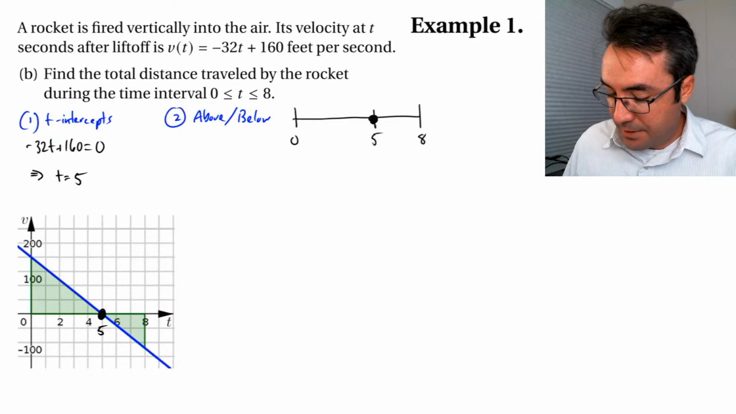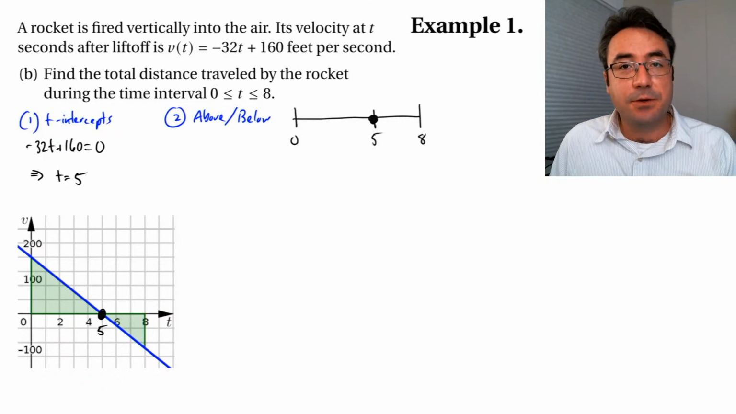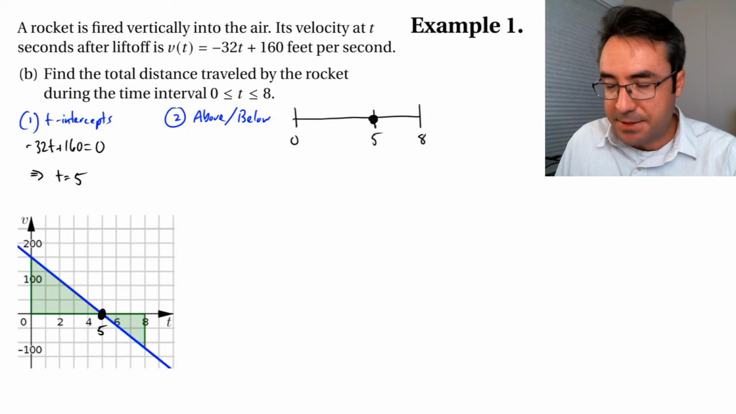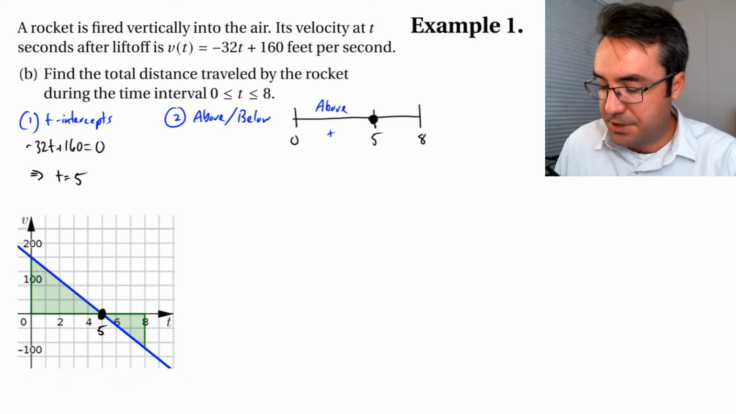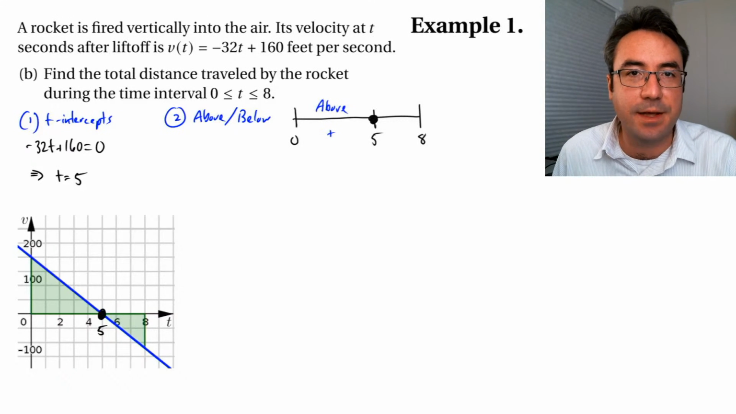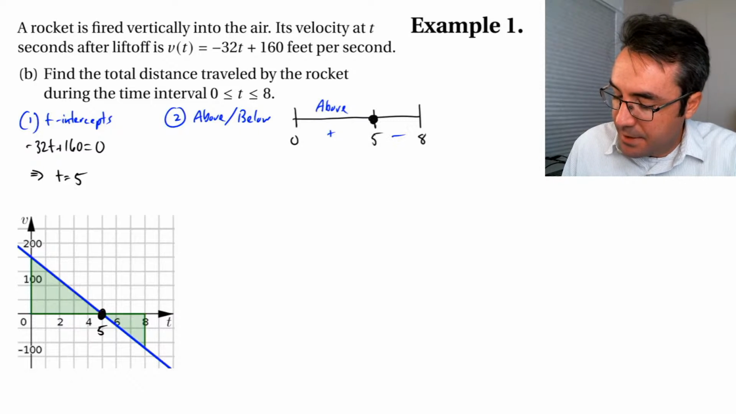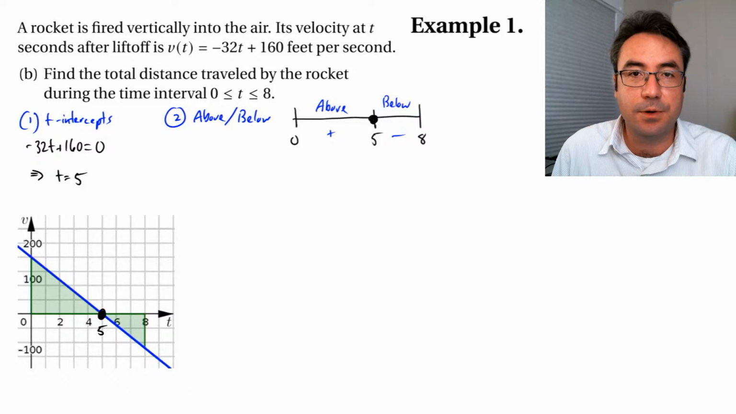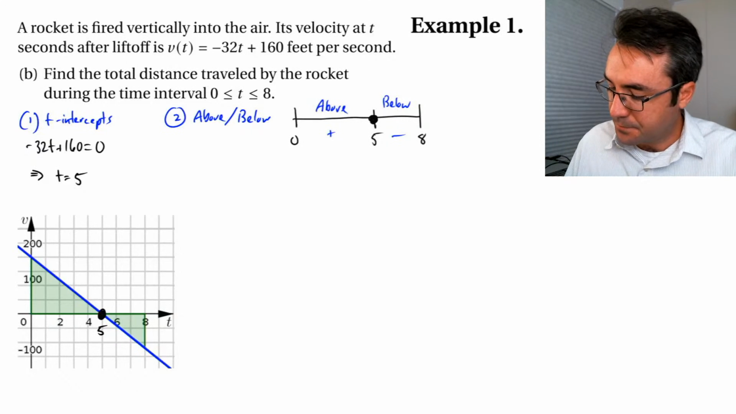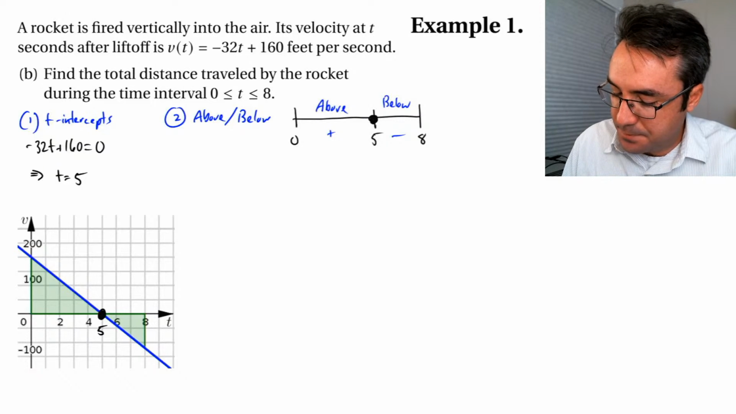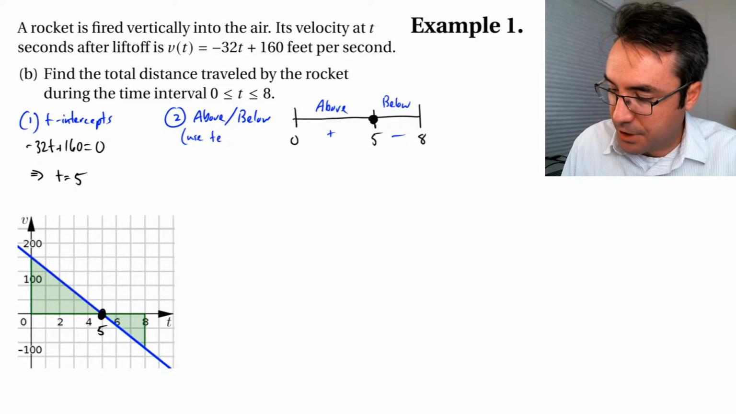And if we look at our graph, in between 0 and 5, velocity is positive. So our velocity function is positive. The region is above the horizontal axis. And in between 5 and 8, velocity is negative. So the region is below the horizontal axis. So sometimes you might have to do a little bit of work here, but we can easily see this from the graph. So if you don't have a graph, you might use test numbers to fill in this sign chart.